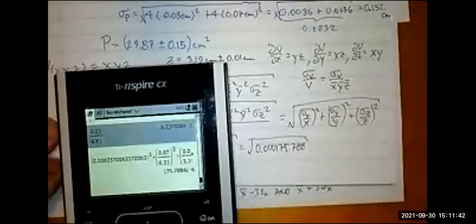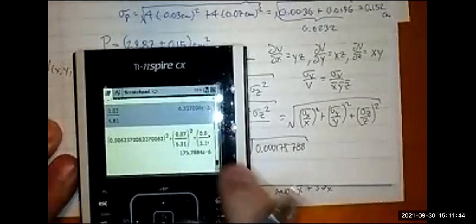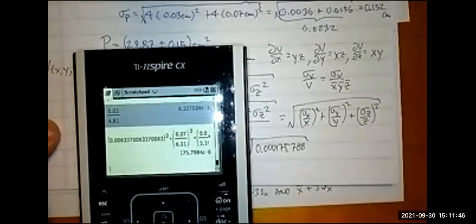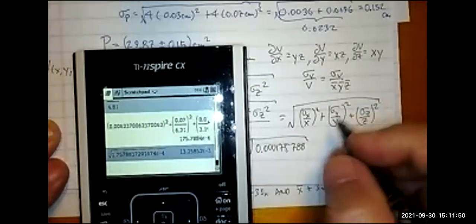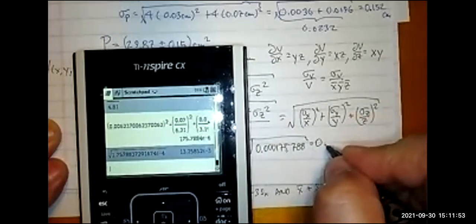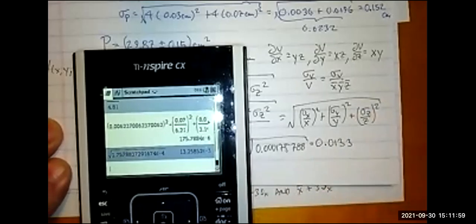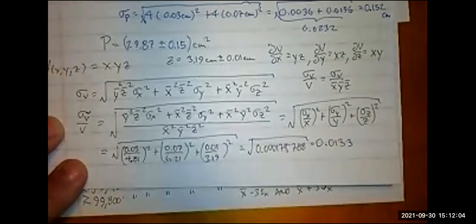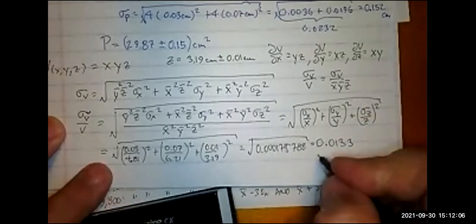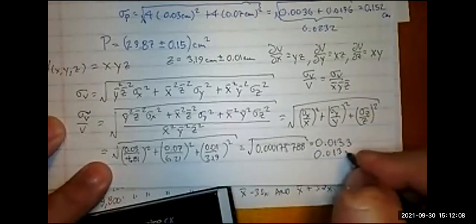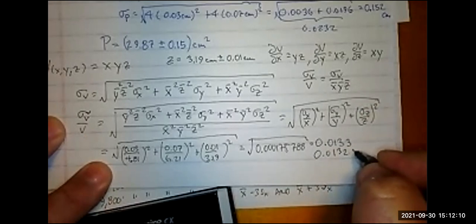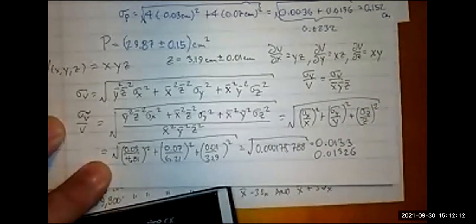So now I'm going to take the square root of that number. Y'all can see the number there. It was 10 to the negative 6. So I'm going to take the square root of that number by hitting square root and then hitting answer. And I get 0.0133 is my fractional error. I'm carrying a couple extra digits there. Okay. In fact, I could say 0.01326 if I wanted to. That might even be nicer.